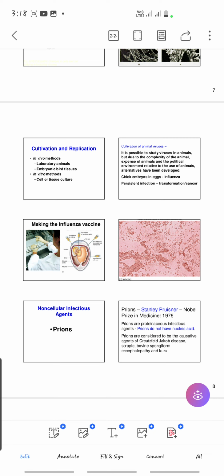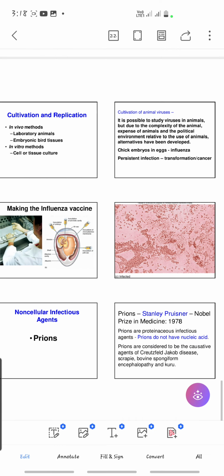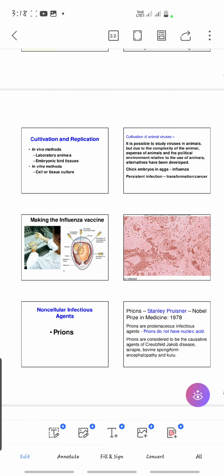Okay, so that is the cultivation and replication. So let's move forward now to the non-cellular infectious agents, and one good example of that is the prions. Prions were discovered by Stanley Prusiner in 1978. According to him, prions are proteinaceous infectious agents, meaning they do not have a nucleic acid because they have a component of a protein.